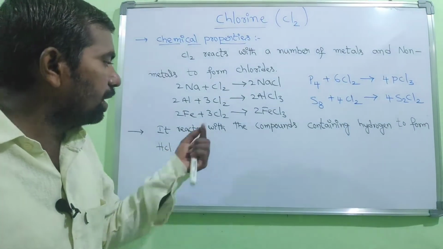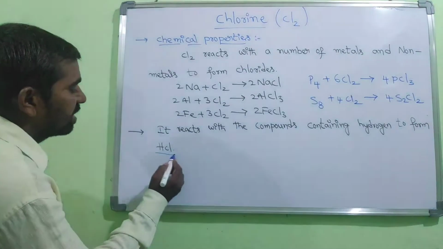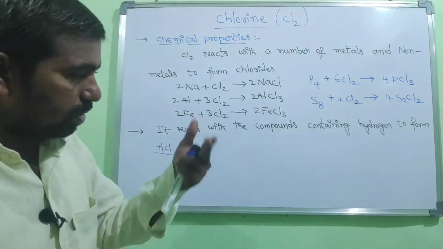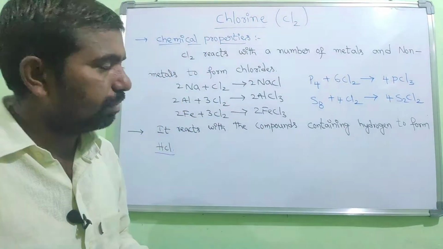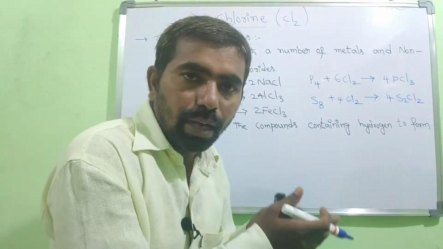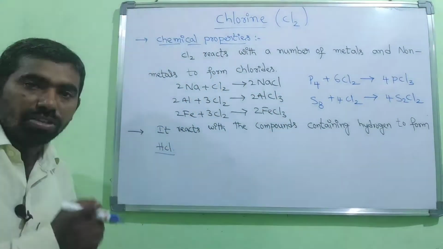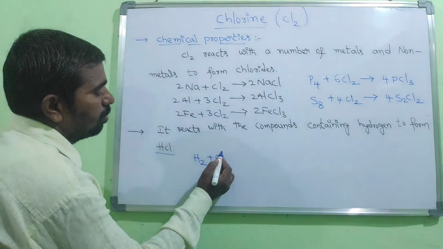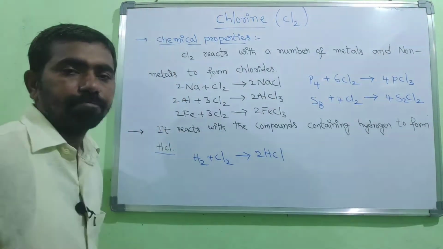It reacts with the compounds containing hydrogen to form HCl. The chlorine shows more affinity towards hydrogen. So that's why it easily combines with the compounds containing hydrogen and gives HCl. So right now I am writing some of the chemical reactions for that one. H2 plus Cl2 gives 2HCl.